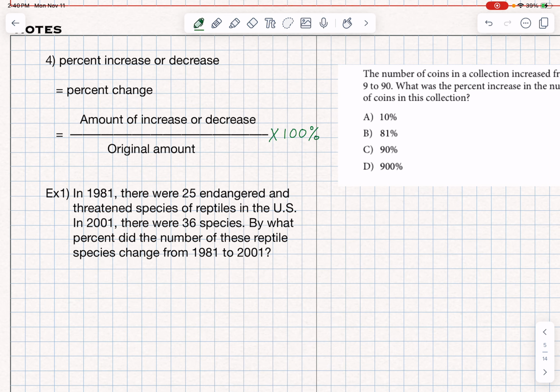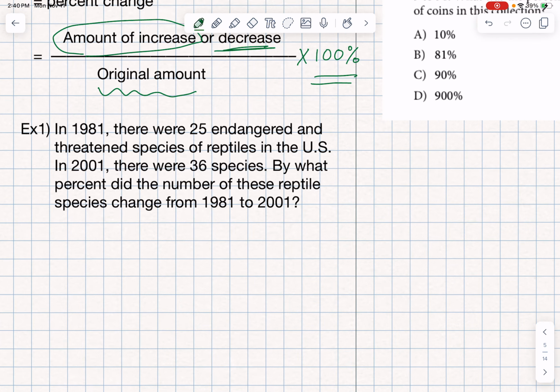Now we talk about percent increase or decrease, which we call percent change. If we want to find out how much percent increase or how much percent decrease, we can find the amount of increase or decrease divided by the original amount, multiplied by 100. Then we find the percent increase or percent decrease. Let's do some example problems here.